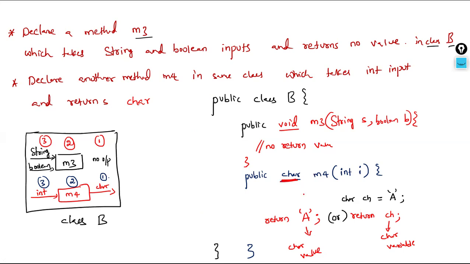Return char is a data type. So we can't return a data type. We have to return a value or a variable. Understood, guys? Yeah, sure. Okay.